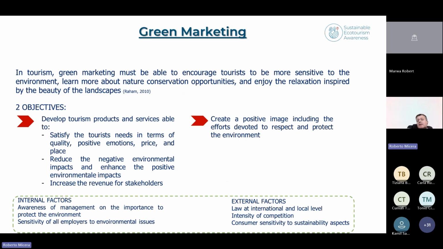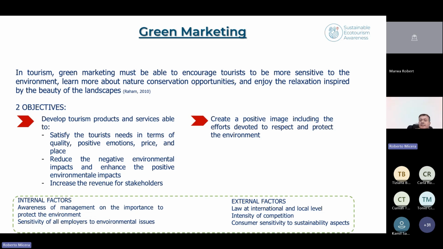In tourism, green marketing must be able to encourage tourists to be more sensitive. As I said at the start of the lesson, it's important that the firm gives a good practice for our guests, for our tourists, for our visitors. It's important that on the supply side, as a rule, we also educate the tourists to respect the environment, and so it's important that these tourists learn more about nature conservation opportunities and enjoy the relaxation inspired by the beauty of the landscape.